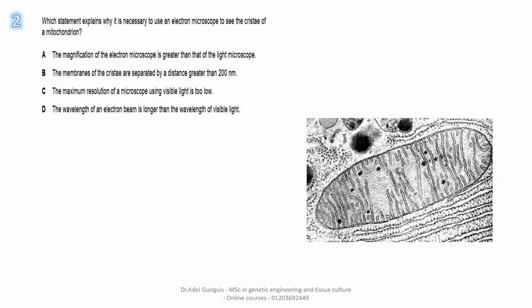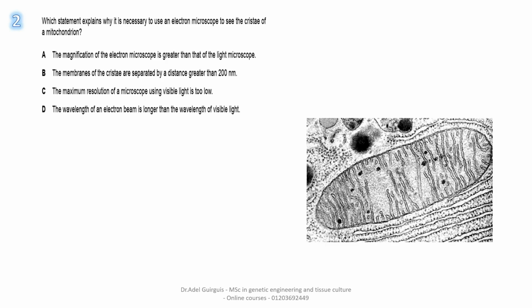Number two. Which statement explains why it is necessary to use an electron microscope to see the cristae of a mitochondrion? Here in this figure, one mitochondrion is seen by electron microscope, where the cristae and the folding of the inner membrane are seen. The mitochondrion is enveloped by a double membrane and surrounded by an extensive network of rough endoplasmic reticulum with tiny ribosomes on it.